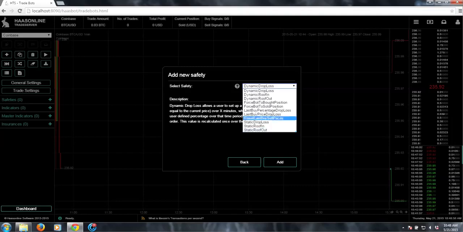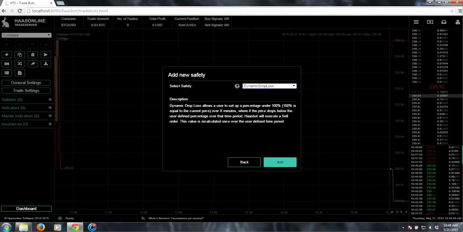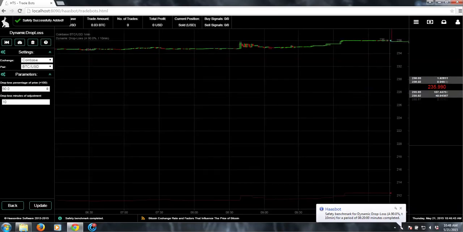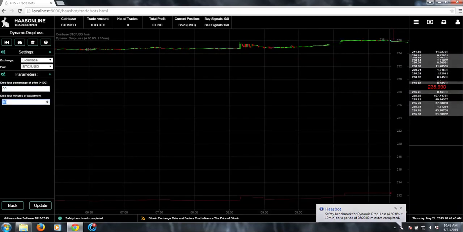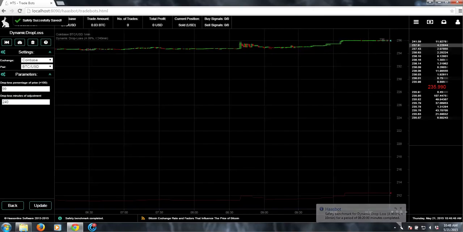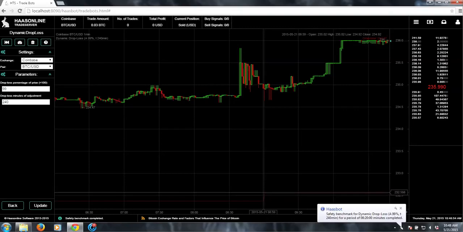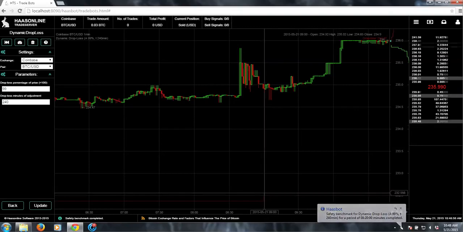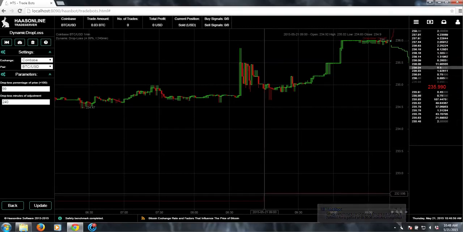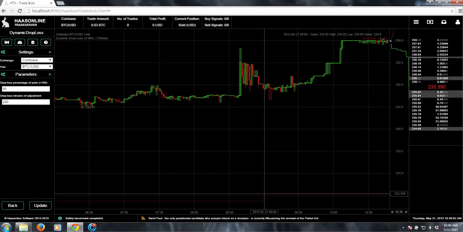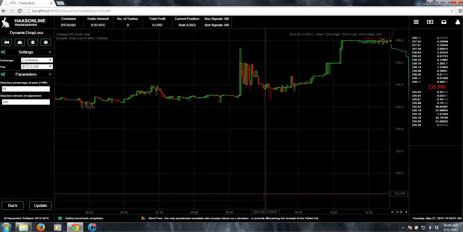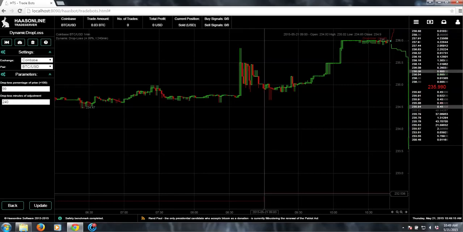So, for instance, say I'm running a dynamic drop loss, and I set it to 99% over 4 hours. You can go ahead and do that and run a little backtest on it. And you can see, I know the line is a little bit dark, but at the very bottom around 232.53 is the calculated dynamic drop loss. So if the price were to go below this, then the bot will sell, and it will disallow trades from indicators.